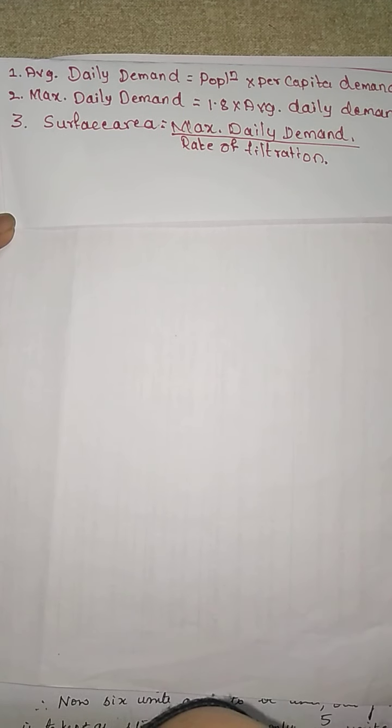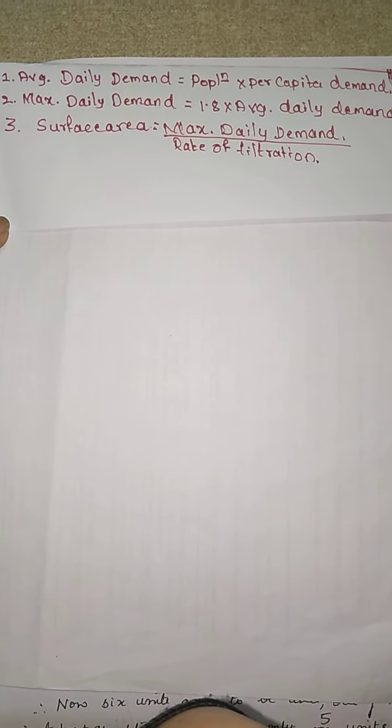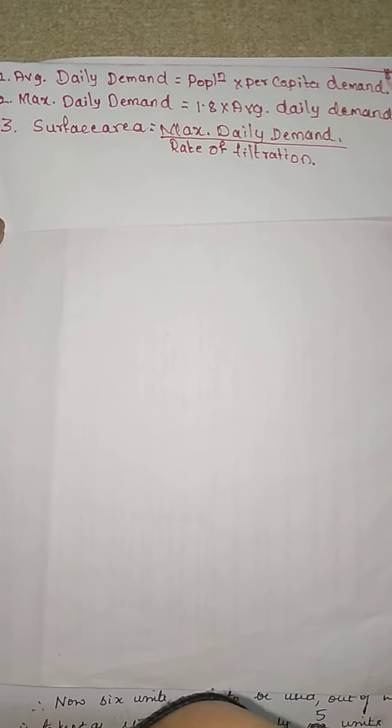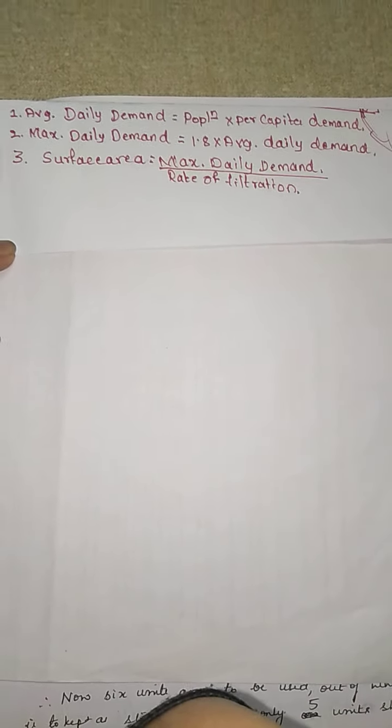Normally in these problems you will be given the population and the average per capita demand. All things will be given to you, and they will ask you to determine the size of the filter media. Such kinds of problems they will ask in the exam. To solve these problems we need some basic equations. So we will first study all these basic equations, and then we are going to solve 2 or 3 problems on the slow sand filter and the rapid sand filter.